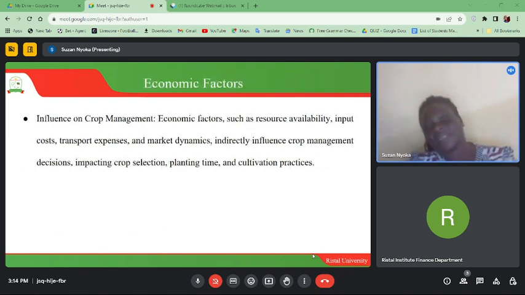And then economic factors also influence crop growth. Economic factors such as resource availability, input costs, transport expenses, and market dynamics indirectly influence crop management decisions, impacting crop selection, planting time, and cultivation practices.